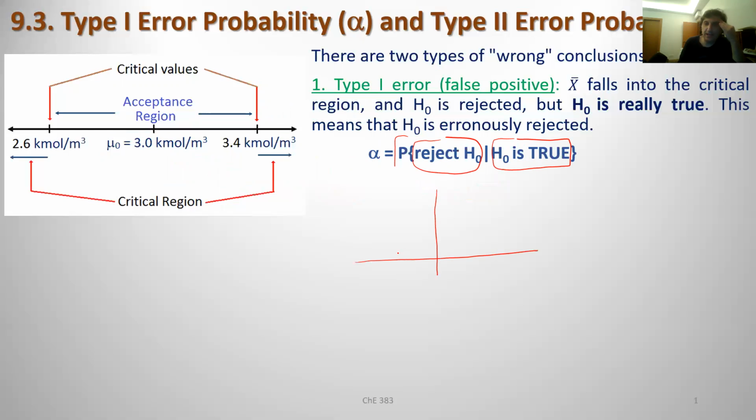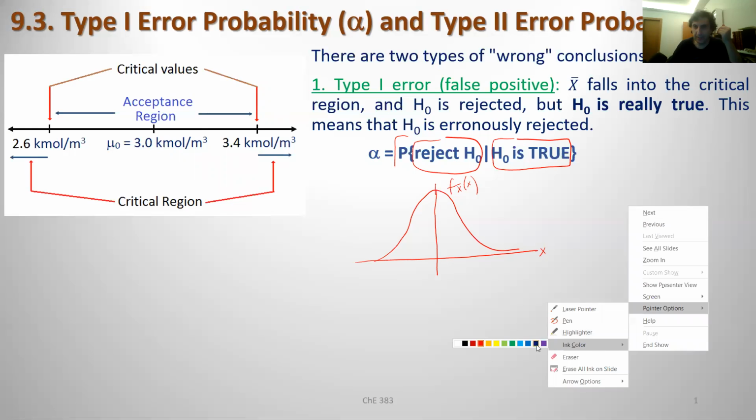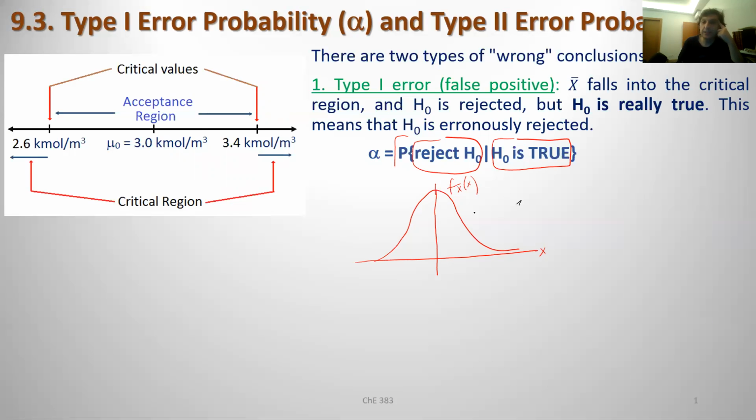If this is our distribution for X bar, let me use a different color pen, it's going to be better. Yes. So this is our distribution for X bar. And here, this point is going to be equal to mu, the population mean value. And for this case, it's going to be equal to mu0.